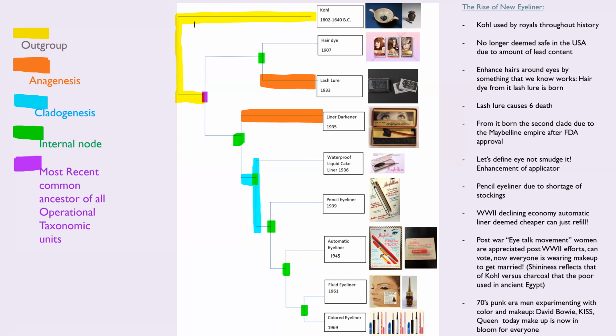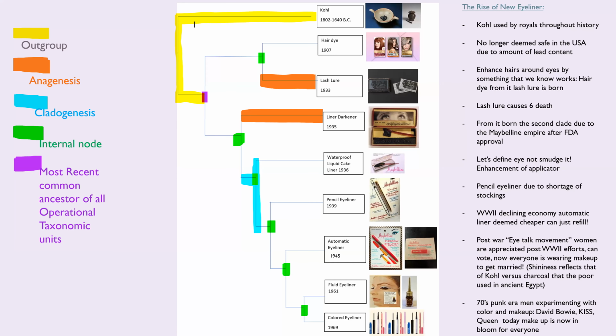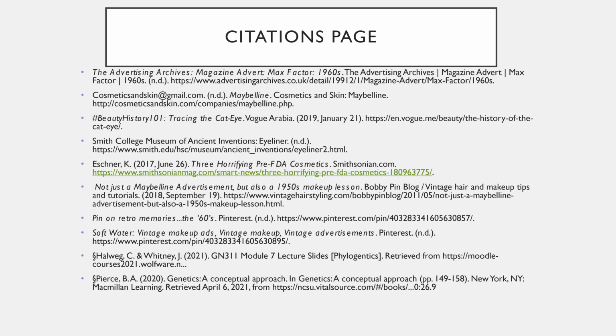And then finally, we see a last cladogenesis in which we have the explanation of the post-war movement where women were appreciated and now they could be wearing makeup, which led to the fluid eyeliner. And then we see at this very last internal node, the color eyeliner was developed due to the 70s punk era where men were experimenting with color makeup such as David Bowie, Kiss, and the band Queen, making makeup what we know it today.